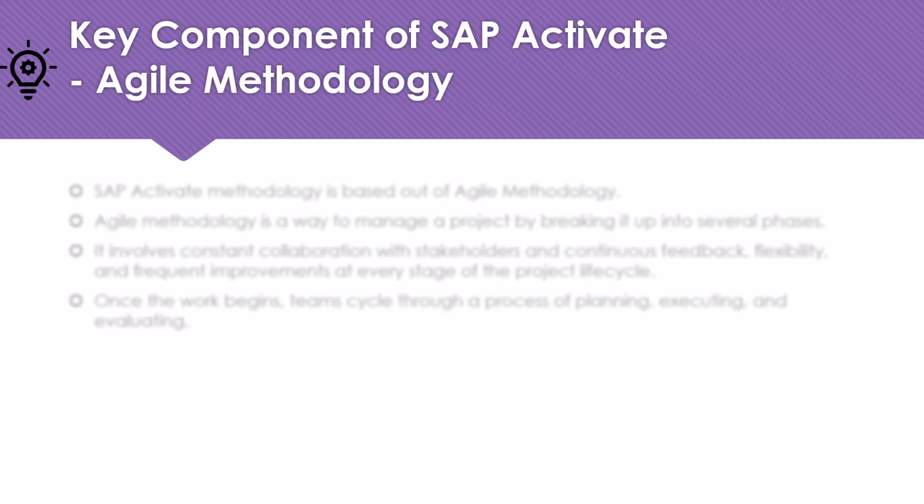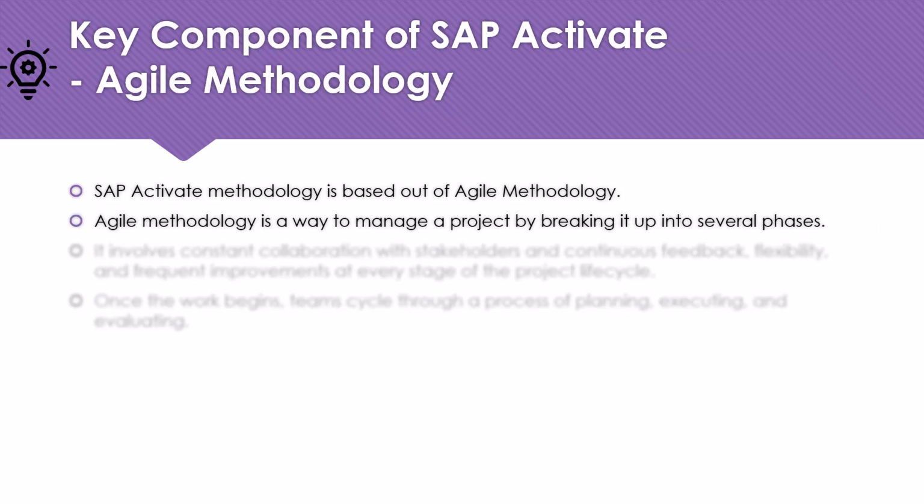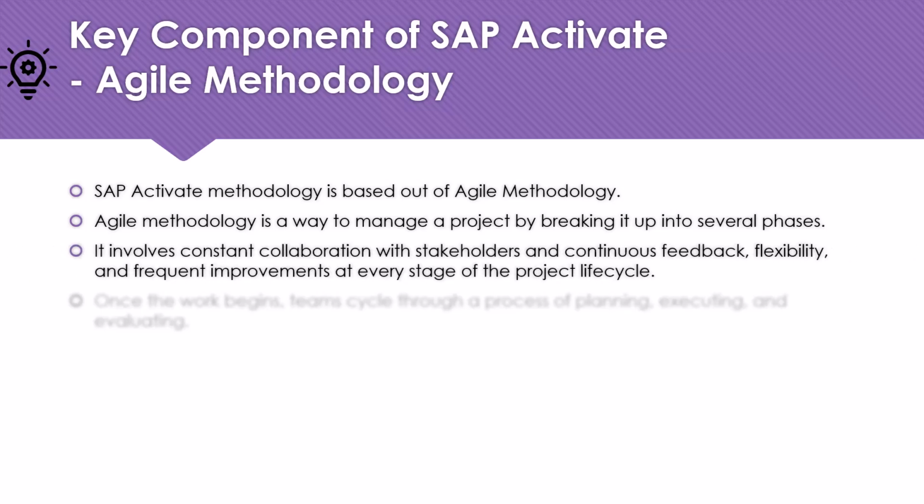The next one is Agile methodology. SAP Activate methodology is based out of Agile methodology, and Agile methodology is a way to manage a project by breaking it up into several phases. It involves constant collaboration with stakeholders and continuous feedback, flexibility, and frequent improvements at every stage of the project lifecycle. Once the work begins, teams cycle through a process of planning, executing, and evaluating.